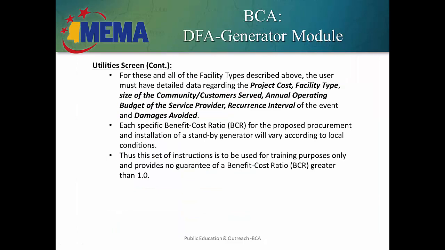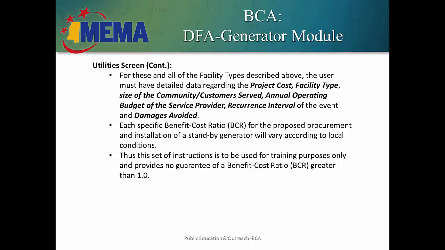For these categories and all of the facility types described above, the user must have detailed data regarding the project cost, facility type, size of the community of customers served, annual operating budget of the service provider, recurrence interval of the event, and damages avoided. Each specific benefit-cost ratio for the proposed procurement and installation of a standby generator will vary according to local conditions. Thus, this set of instructions is to be used for training purposes only and provides no guarantee of a benefit-cost ratio greater than 1.0.